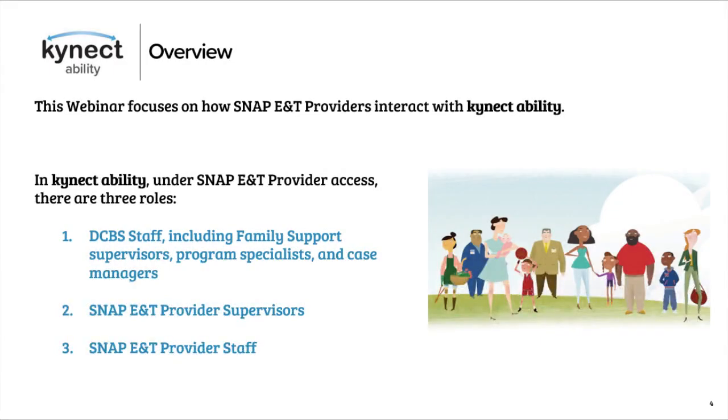This webinar is for SNAP ENT providers. In Connectability, under SNAP ENT provider access, there are 3 roles: DCBS staff, including family support supervisors, program specialists, and case managers, SNAP ENT provider supervisors, and SNAP ENT provider staff. Please note, unless otherwise specified, all 3 roles may perform each provider action in Connectability.